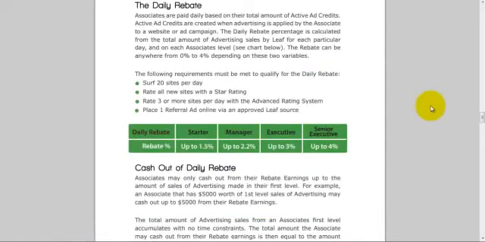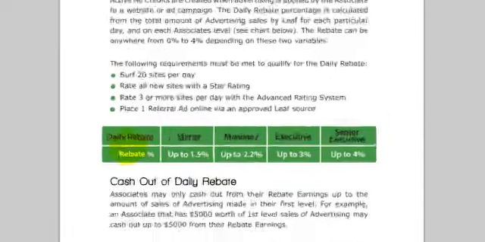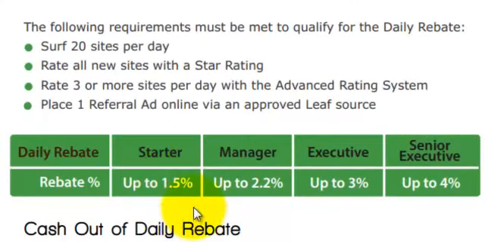Next, we're going to talk about the daily rebate pool. The earning potential of the daily rebate pool is based on your associate level type. Also, the ranges of up to percentages you can make on the daily rebate, and then we're going to go into the requirements. If you are a starter, you can make up to 1.5% on the daily rebate. If you are a manager, you can have up to 2.2% on the daily rebate.